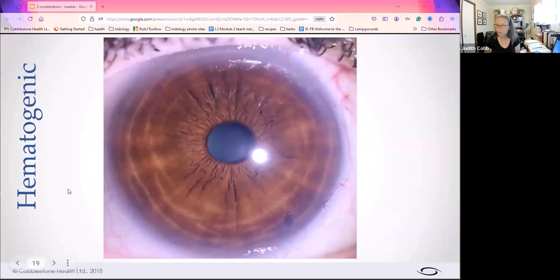The next constitution is the hematogenic iris. So this is your true brown iris. How do we know it's a true brown iris?